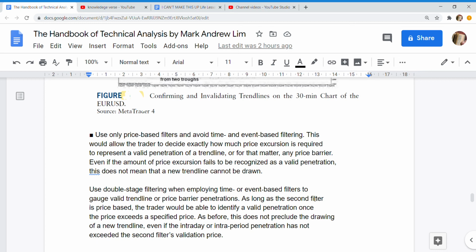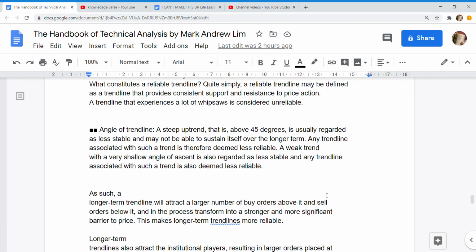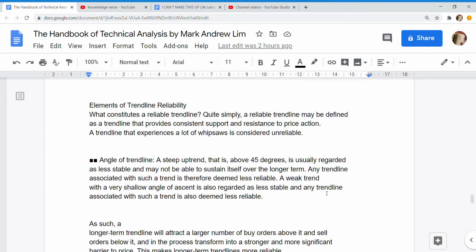As before, this does not preclude the drawing of a new trend line, even if the intraday or intra-period penetration has not exceeded the second filter's validation price. Elements of trendline reliability. What constitutes a reliable trendline? Quite simply, a reliable trendline may be defined as a trendline that provides consistent support and resistance to price action. A trendline that experiences a lot of whipsaws is considered unreliable.